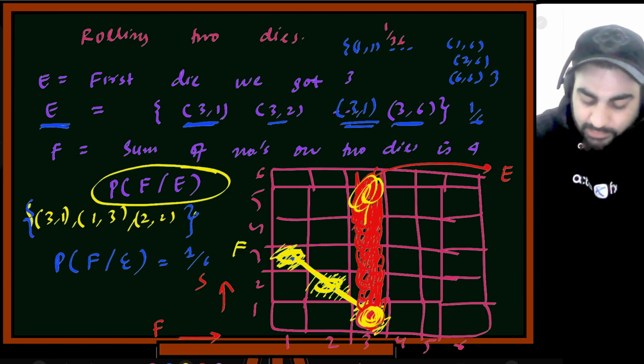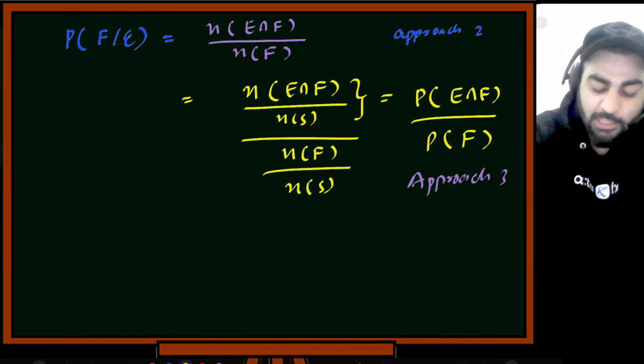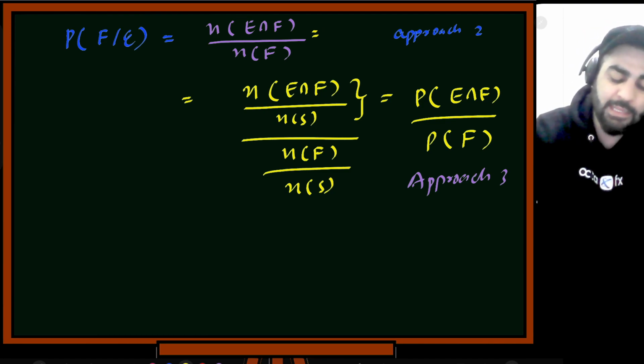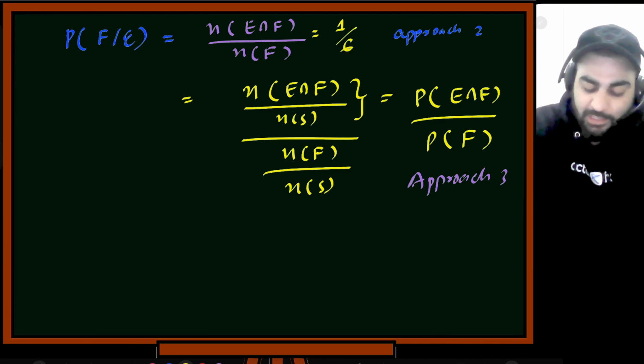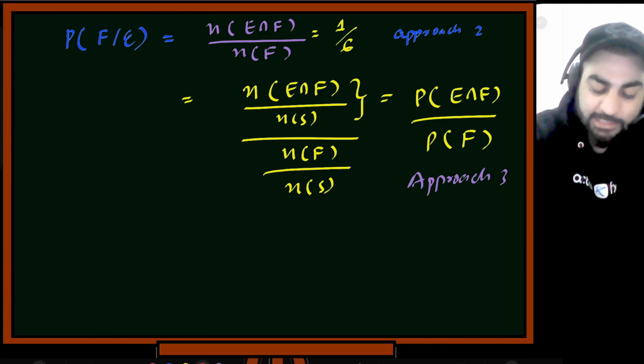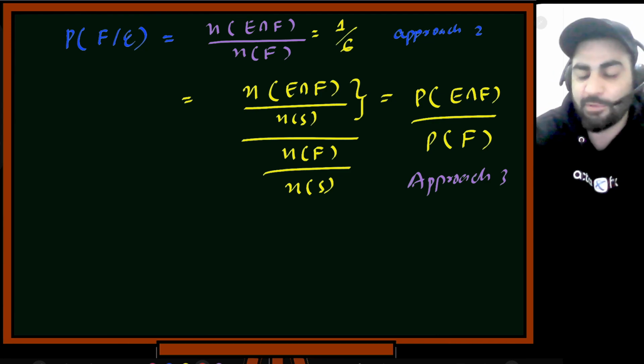This whole red portion has happened. So this is the formula that we got. In our case, the number of elements in E intersection F is 1, and the number of elements in F is 6. So I just did a mathematical trick. I divided the numerator and denominator by n of S, the total number of elements in the sample space.